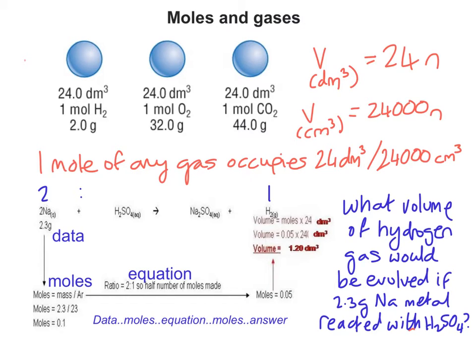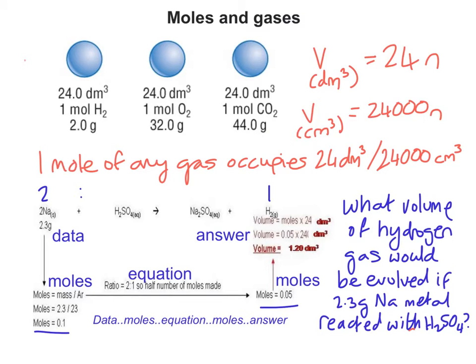Looking at the equation, I can see that it's a 2 to 1 mole ratio between sodium and hydrogen. So if I've worked out that there's 0.1 moles of sodium made, there must be 0.05 moles of hydrogen made, because it's half the amount in moles. So that gives me the moles of the hydrogen. Then I can use my V equals 24N to work out the answer.